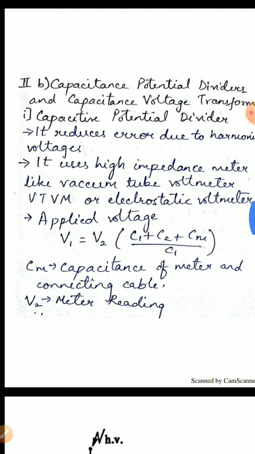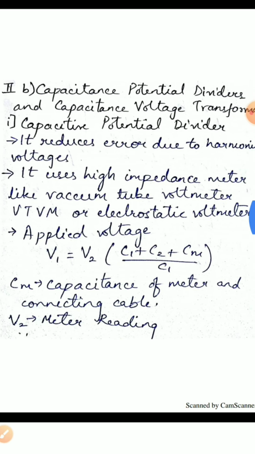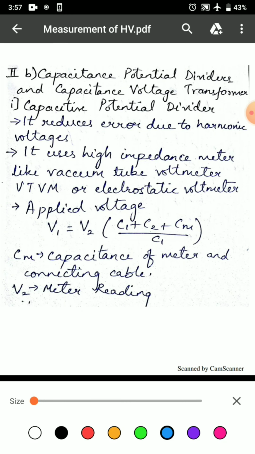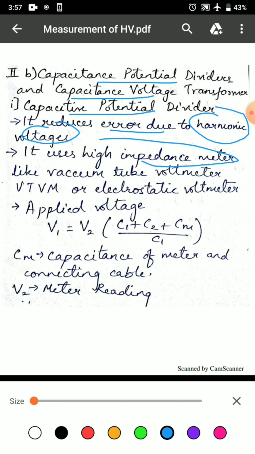Let us go to the second device used for measurement of high voltage having power frequency, that is capacitance potential divider and capacitance voltage transformer. Let us go to the first type, that is capacitance potential divider. It reduces error due to harmonic voltages. It uses a high impedance meter like a vacuum tube voltmeter, which can be stated as VTVM, or an electrostatic voltmeter.